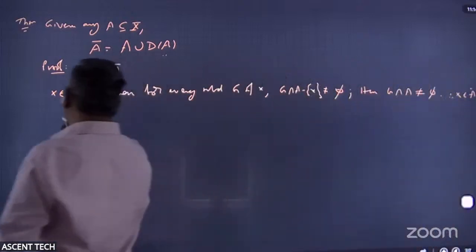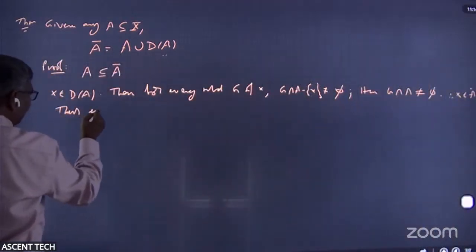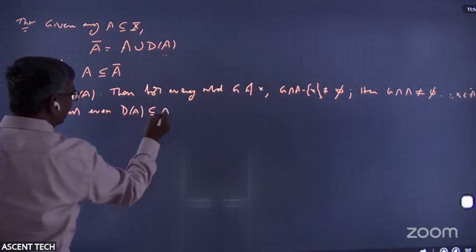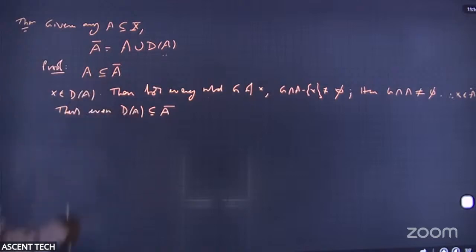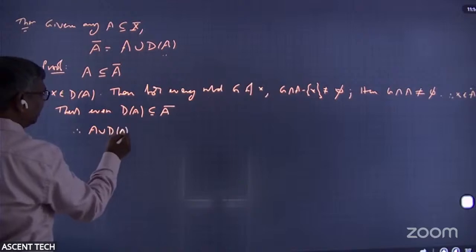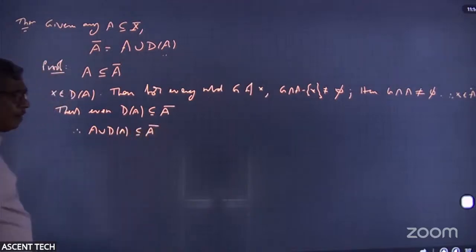So thus, even dA is contained in A bar. A is contained in A bar, dA is contained in A bar. Therefore, A union dA is contained in A bar. Conversely, I want to show that A bar is contained in A union dA.